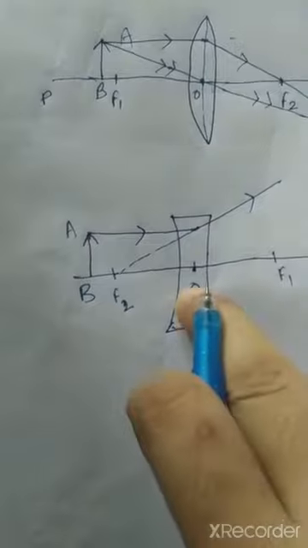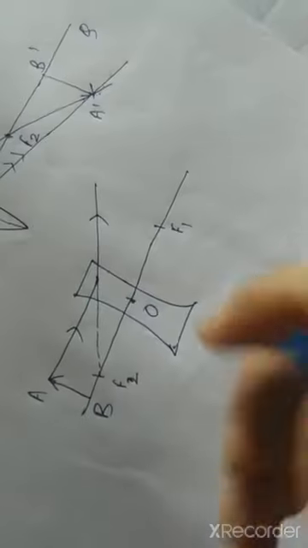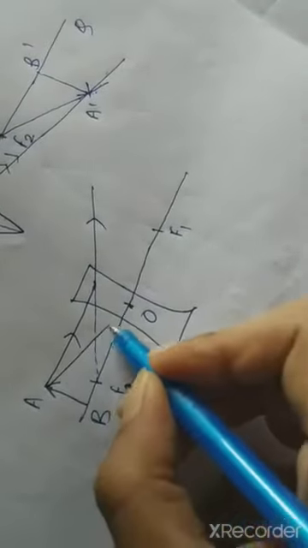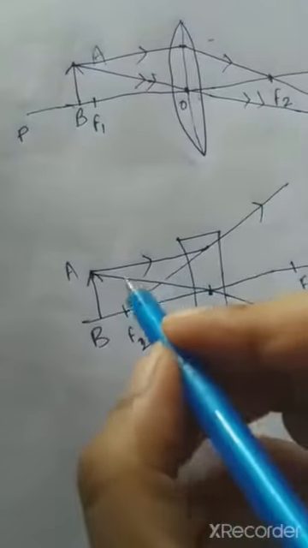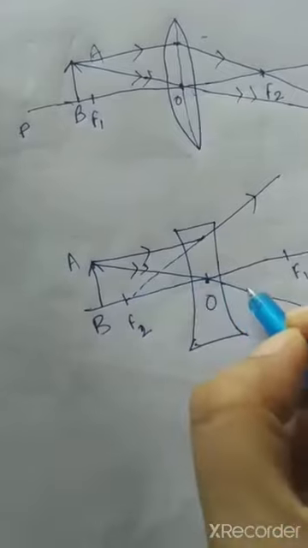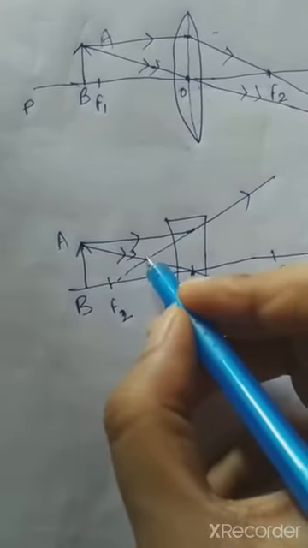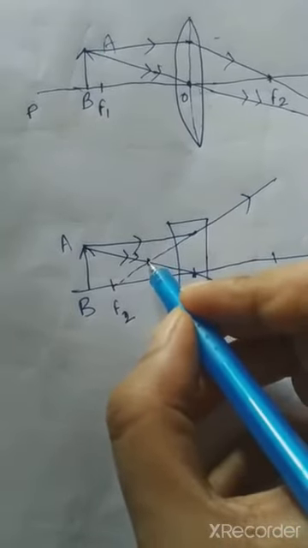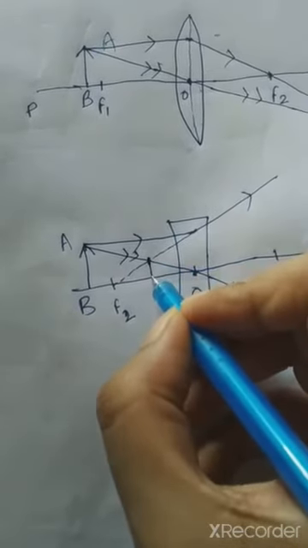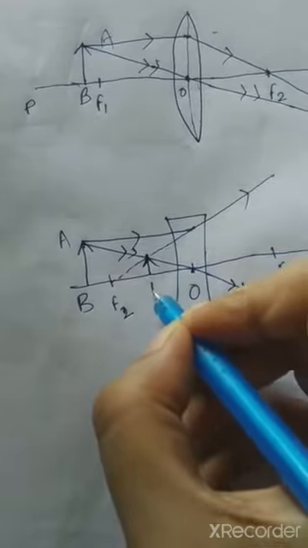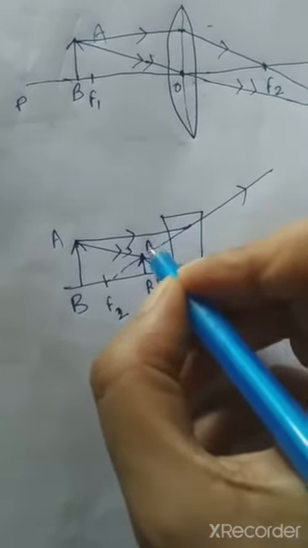Now the second ray of light you have to take passing through the optical center. So the second ray of light passes through the optical center. So this will be your second ray of light. Now you can see that these two rays of light intersect each other at this point. So from here, draw a perpendicular here. So this will become B dash and A dash.